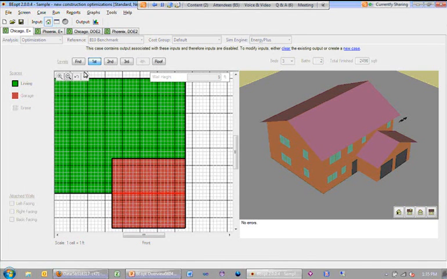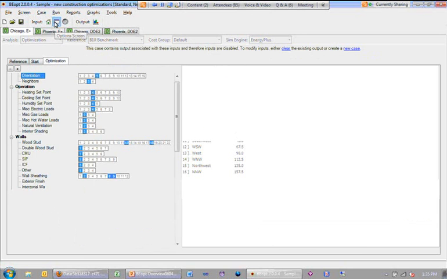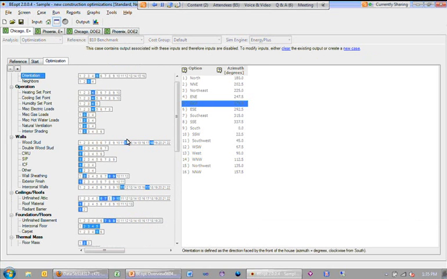So here we have a project file where we ran results in both Chicago and Phoenix, in both the DO2 and the Energy Plus simulation engines. Just quickly look at the option screen. You can get a sense of how many options we selected across the different categories.